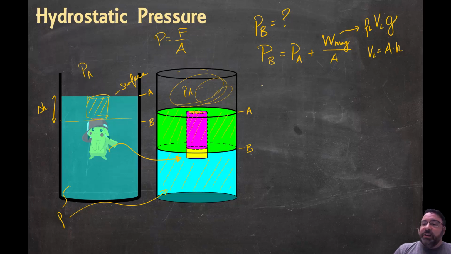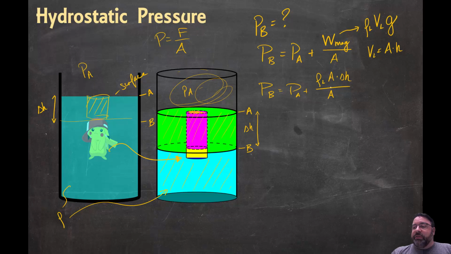Now, if I sub these back in here, we're going to see something nice happens. The pressure at point B is going to be the pressure at point A, plus now this whole top thing becomes the density of the liquid, area. Now, in my picture, the height of this magenta cylinder is our delta H that we're looking for, so I'm going to throw that in there, divided by A, because it's a pressure. And if you look at these areas, they're the same. This is the area of the cylinder, and this area is also the area of the cylinder, so these are going to cancel out.